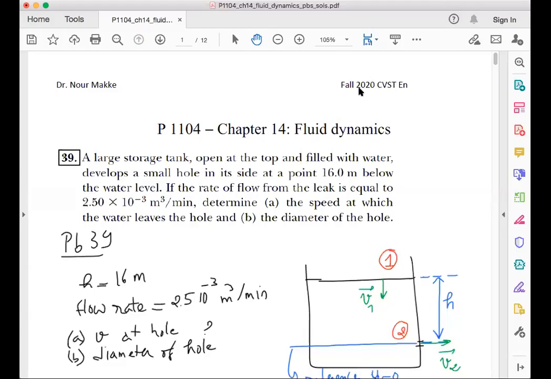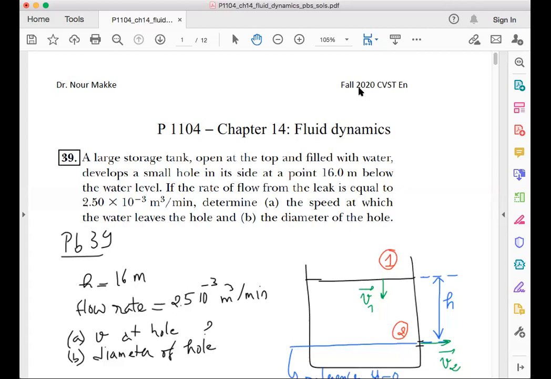Good morning, everyone. Today we will solve problems in chapter 14 about fluid dynamics. So let's start with problem 39. A large storage tank, open at the top and filled with water, develops a small hole inside at a point 16 meters below the water level.